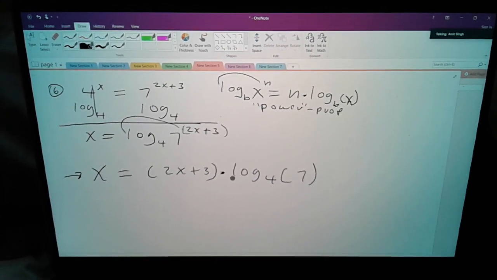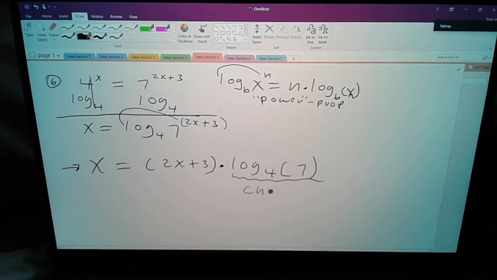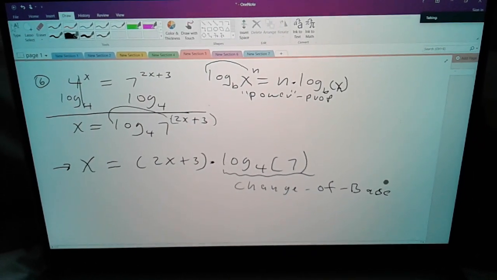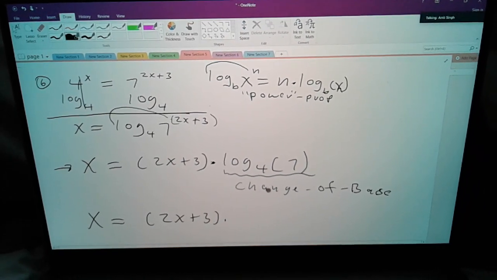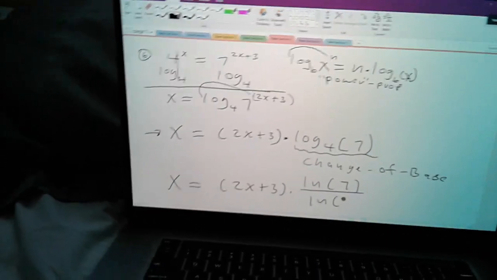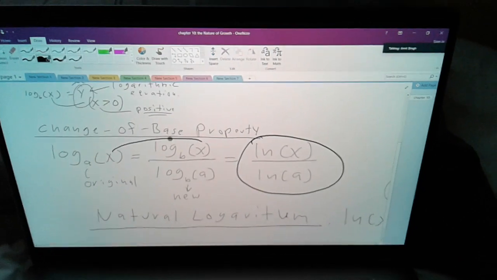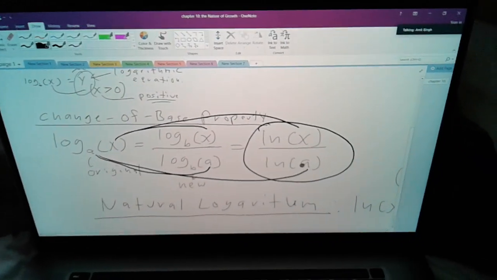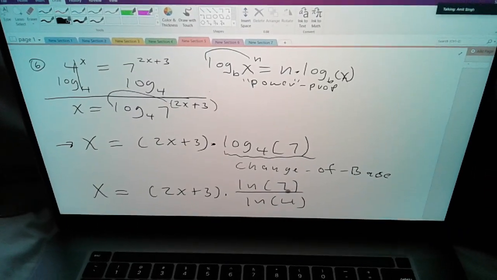Again, I have to apply the change of base formula for this, because this is kind of a messy one again, just like the last one. If I apply the change of base, what's that going to be? This is 2x plus 3 times ln of the argument, so ln of 7, divided by ln of the base. So we have ln of the argument divided by ln of the base. The argument's in the numerator and the base goes in the denominator. Same thing here: ln of x over ln of a, so ln of 7 over ln of 4.